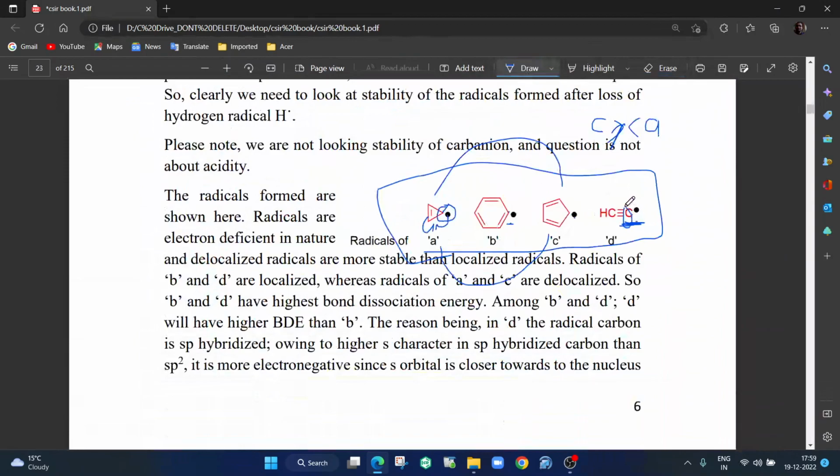So if it is more electronegative, it is destabilizing more, because please understand, a radical is electron deficient. That means it wants electrons, and you are giving a more electronegative carbon, so it is pulling away more electrons, so it is more unstable. So this will be toughest to form. So D will have the highest bond dissociation energy, and before that will come B. So the answer is CABD.